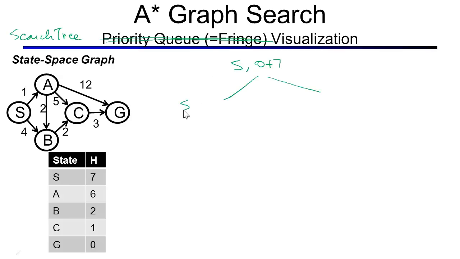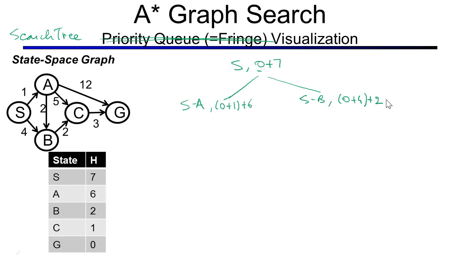We expand S. A has an F cost consisting of G plus H, where G consists of the G cost of the parent, which is 0, plus the cost of the transition, which is 1. The heuristic value for A is 6. For B, we have a G cost from the parent of 0, plus a cost for the SB transition of 4, plus a heuristic value of 2.